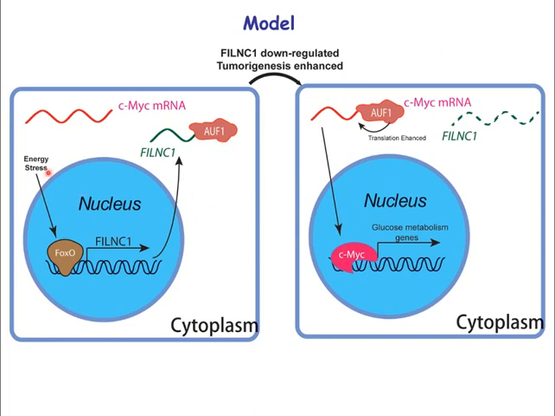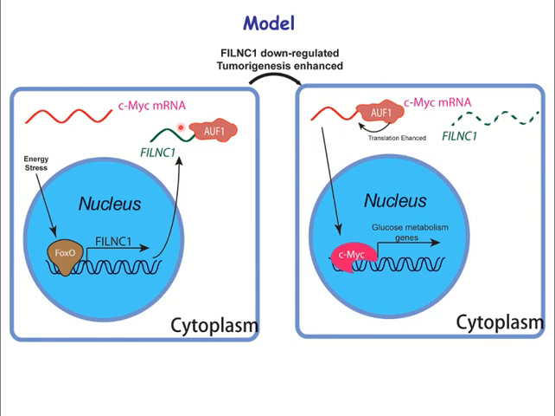What we have found is that under energy stress conditions, FOXO is activated. So FOXO translocates into the nucleus and can regulate FLINK1 expression. Once FLINK1 is upregulated, it functions as a kind of molecular sponge to sequester AUF1, which is an mRNA binding protein, away from c-MYC mRNA.